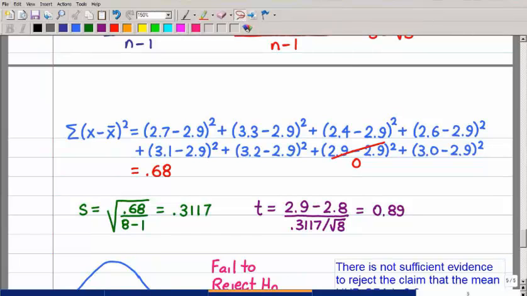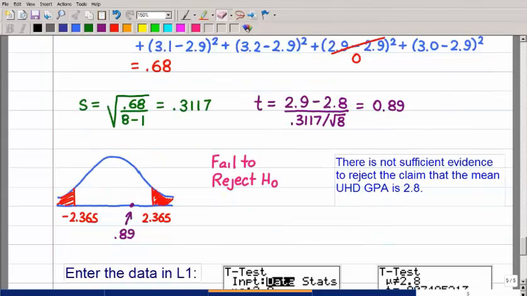So the sum of x minus x bar squared all adds up to 0.68. So this is a sample standard deviation, so we divide by n minus 1. So it's the square root of 0.68 divided by 7, which ends up being 0.3117, which I come over here for my test statistic, and there's what I use in my denominator, 0.3117. So it's x bar 2.9 minus hypothesized mean of 2.8 over 0.3117 divided by square root of 8. That is 0.89.